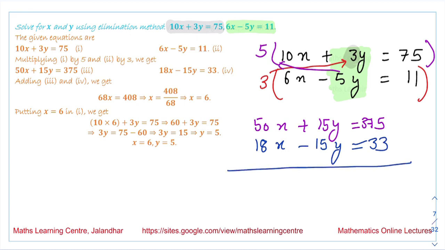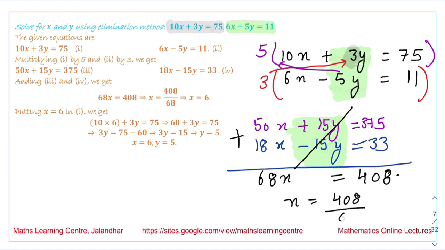Now we want to eliminate both these terms. We are eliminating the terms with y as variable. So what do we have to do now? We have to add these two equations. If we add these two equations, the variable y gets eliminated, its coefficient will become 0, and over here we will get 68x, and over here we will get 408. So the value of x we will get is 408 by 68, and this is equal to 6.